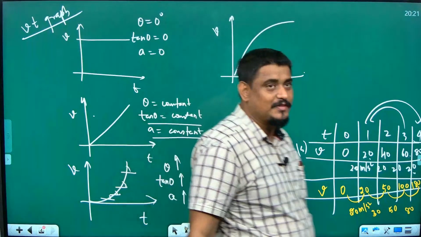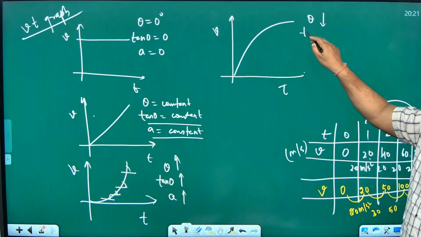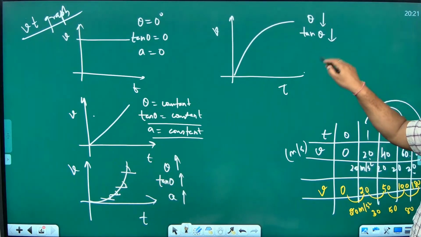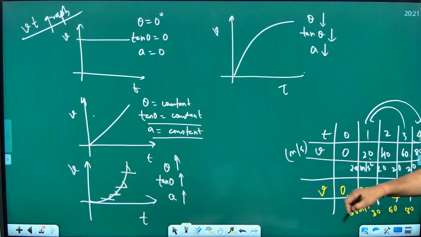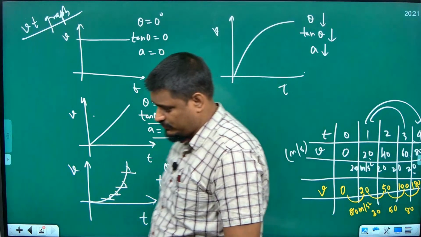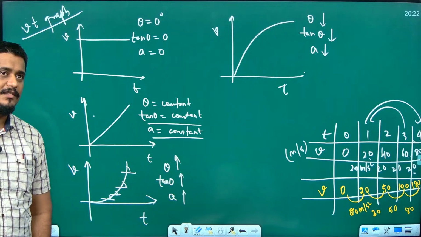Theta is decreasing, sir. Great. So tan theta will decrease, sir. Great. So acceleration will decrease. Very good. So, how is it different from these two graphs? Sir, in the first one theta is constant, so acceleration is also constant. In the second one, acceleration is positive.